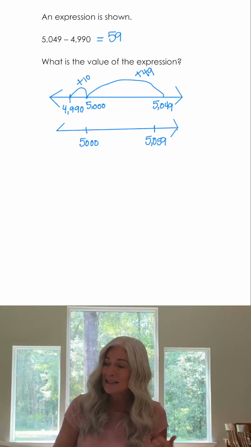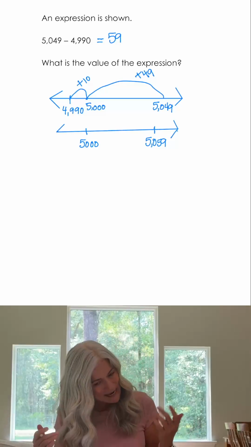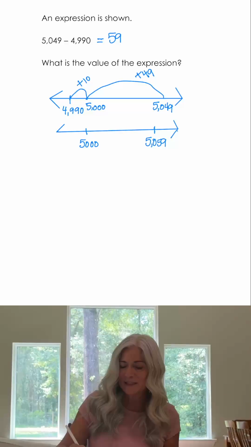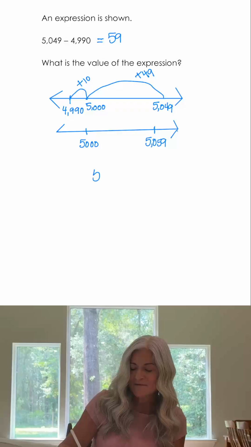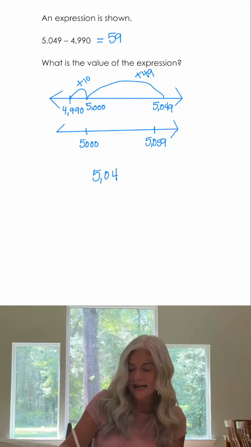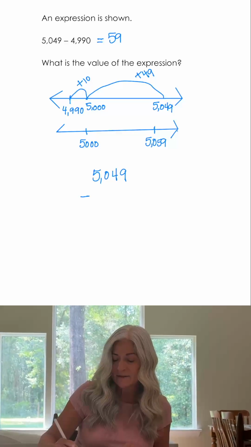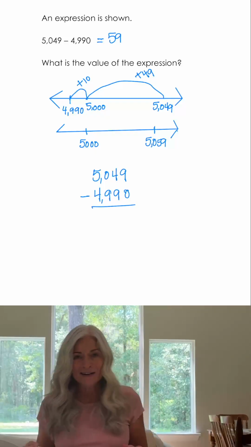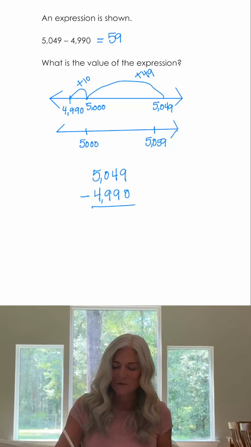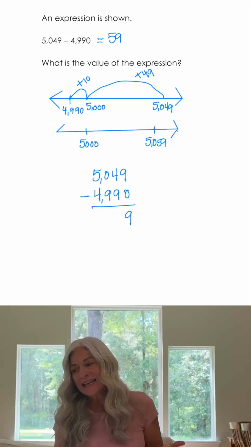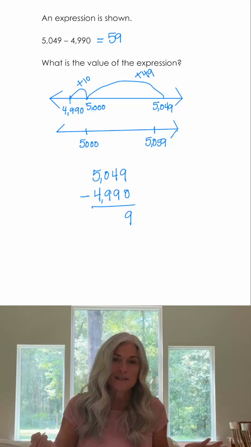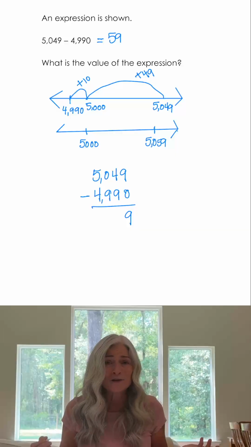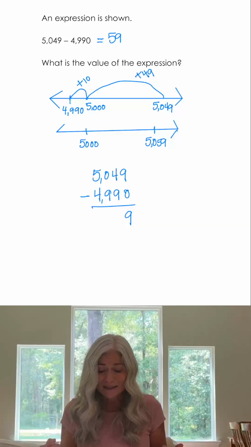Now, some people may say, well, what about the algorithm? Yes, we could use the algorithm also. So if I have 5,049 minus 4,990. Okay, 9 ones minus 0 ones is 9 ones. I can't take 9 tens from 4 tens. I don't have any hundreds that I could get some tens from.